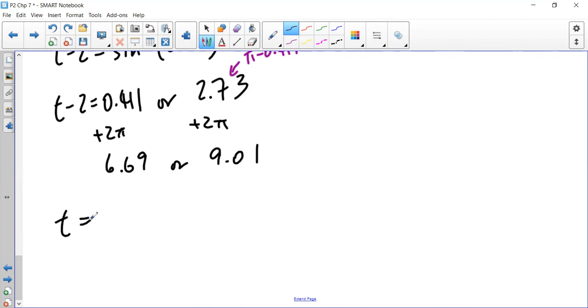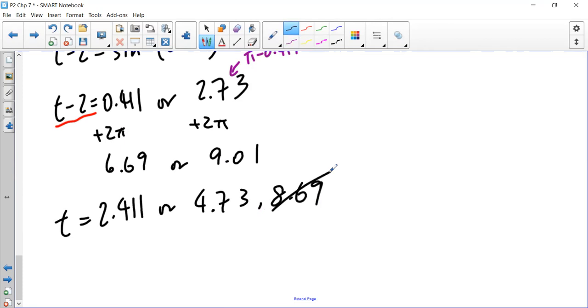So I have to add 2, because it was t minus 2, wasn't it? So I have to add 2 to all the answers. So it'll be 2.411 or 4.73, and then 6.69 plus 2 is 8.69, which we can reject. So we don't need to do the 9.01. So actually, these two are the answers that we need. All right.